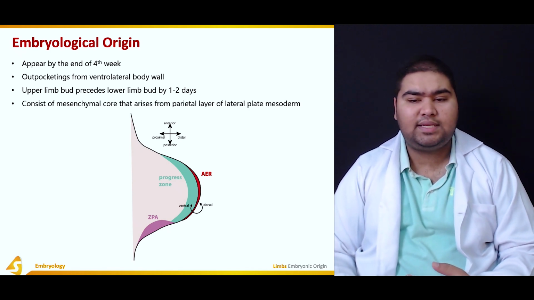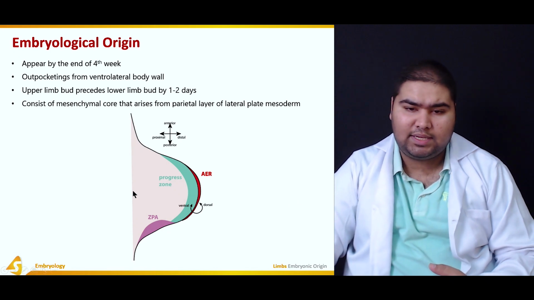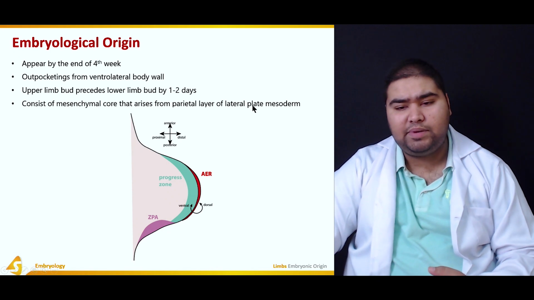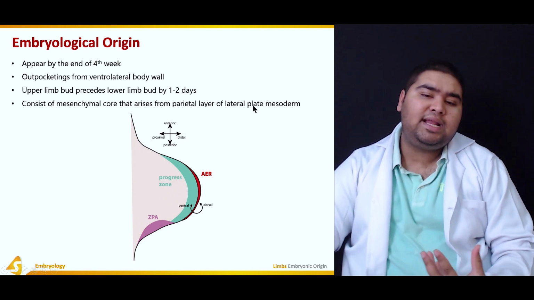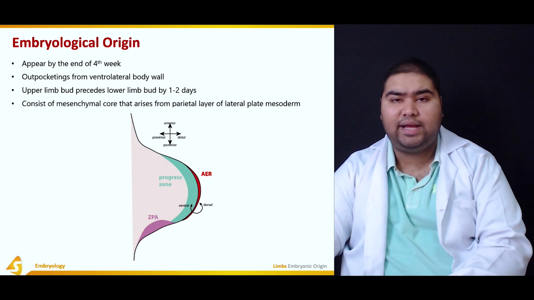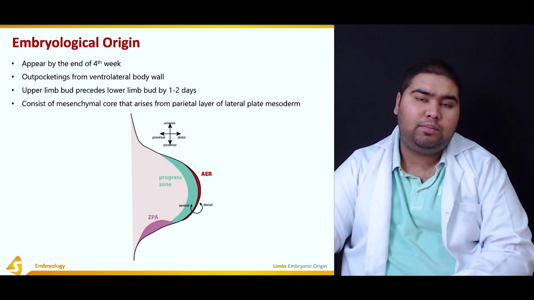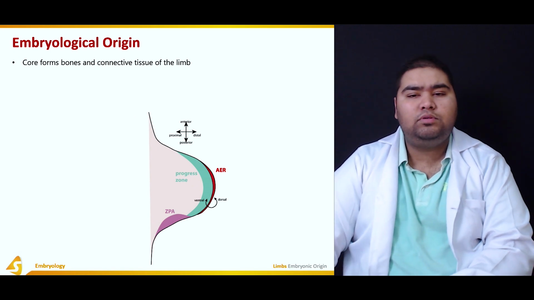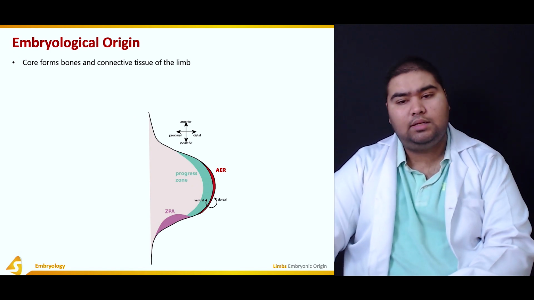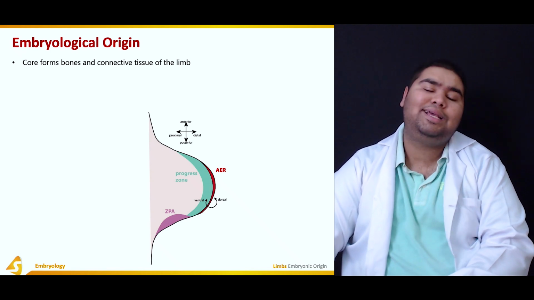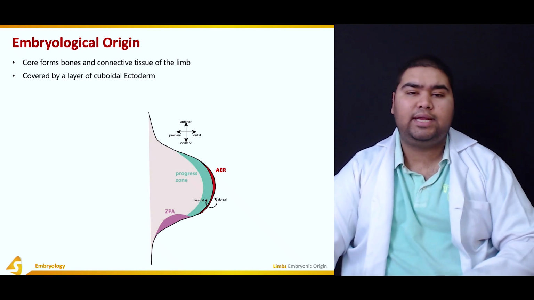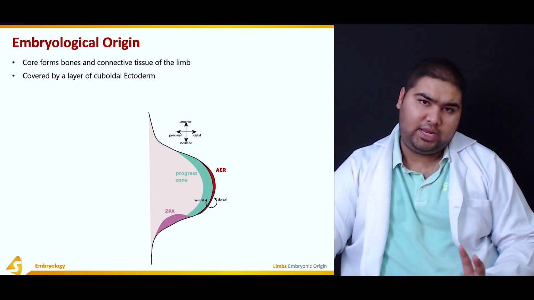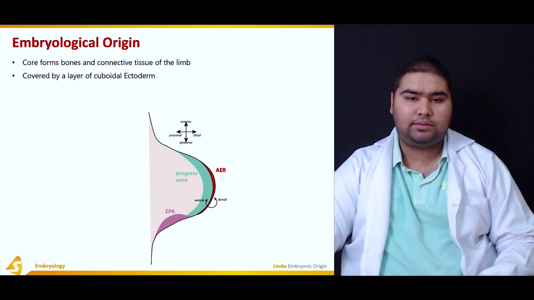It consists of a mesenchymal core. Here you can see it's a mesenchymal core that arises from the parietal layer of the lateral plate mesoderm. The core forms the bones and the connective tissues of the limbs. It is covered by a layer of cuboidal ectoderm.